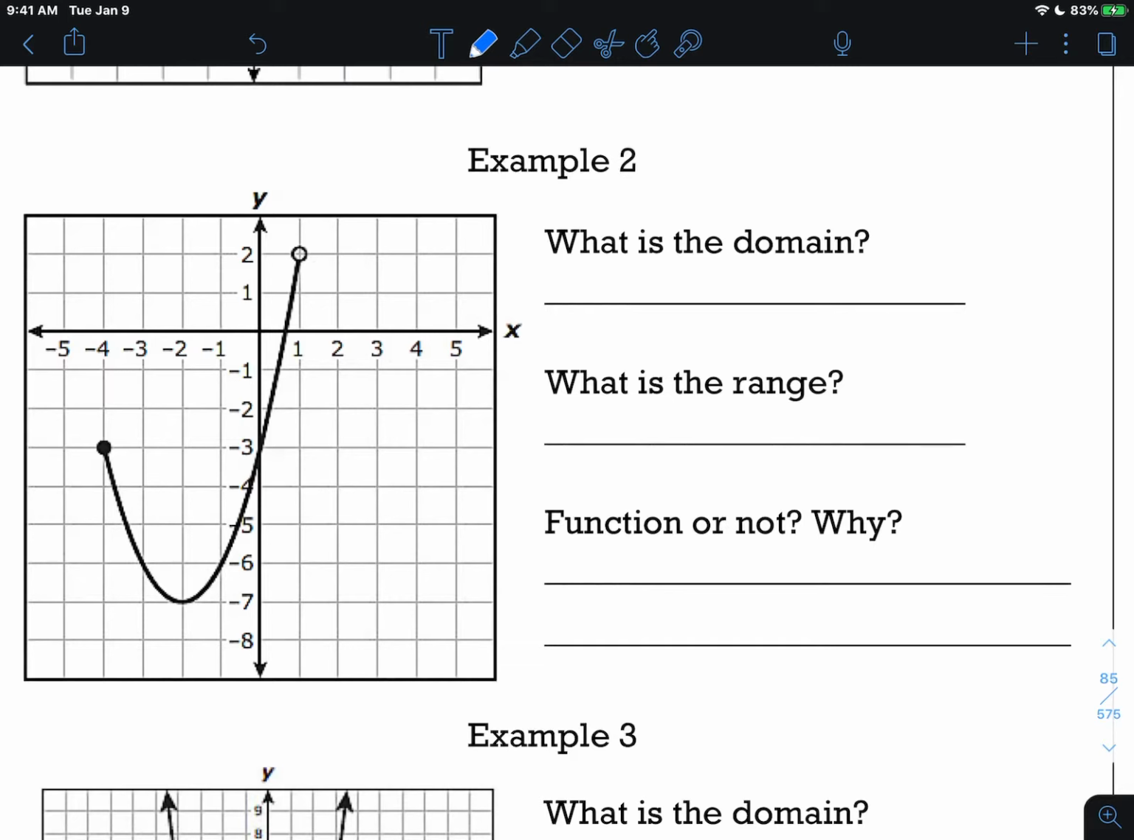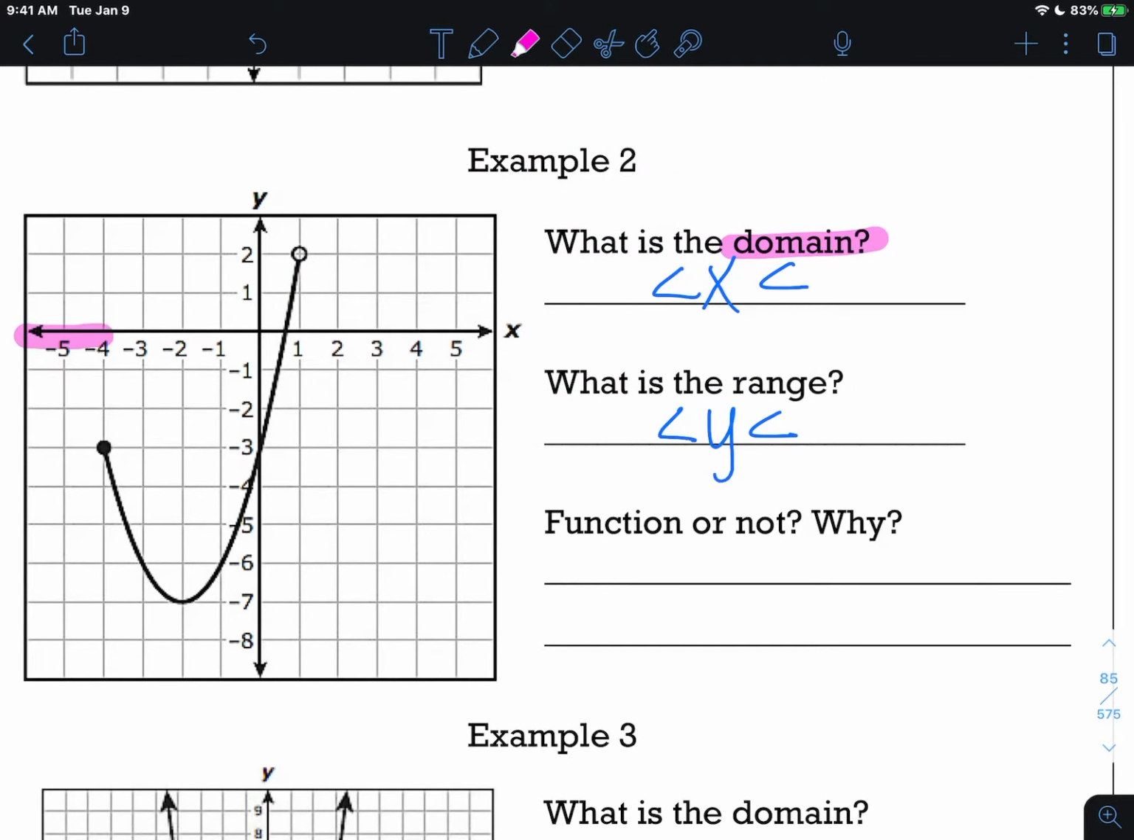Next one, domain and range. Okay, same thing again. First thing I say is, okay, is this continuous or is this discrete? This is continuous. I see all of them connected. So I'm going to start off by writing in the center part of my domain and range. Okay, so now let's deal with the domain first.